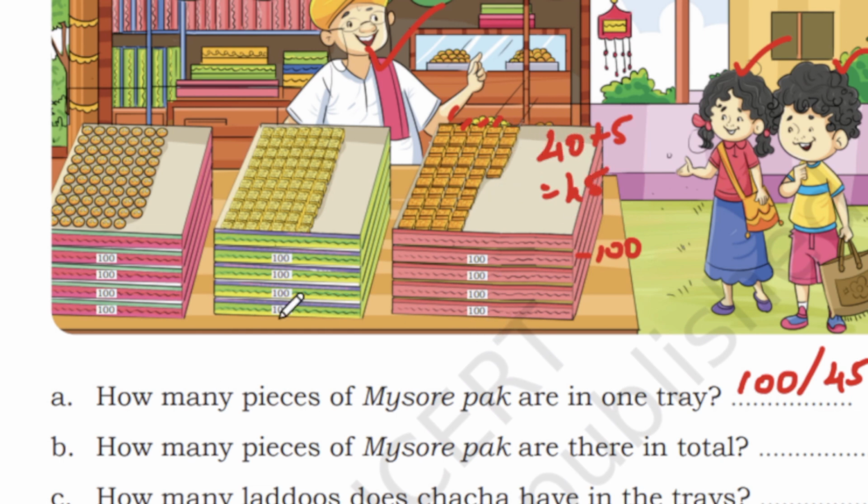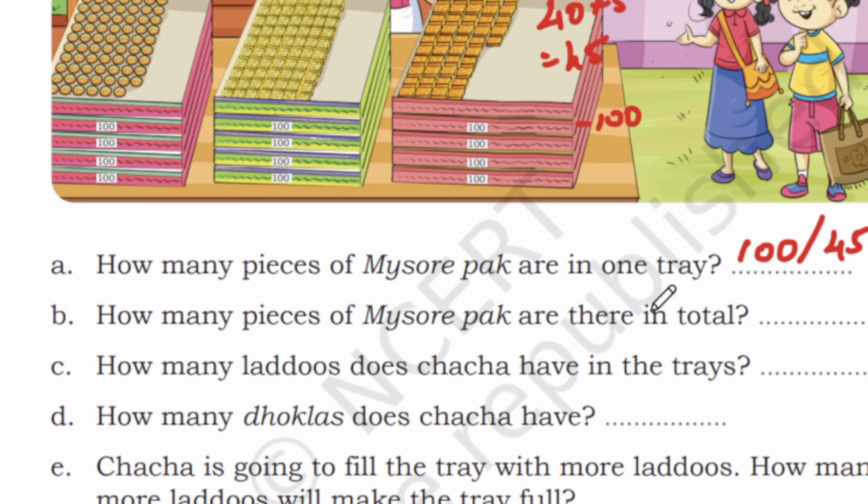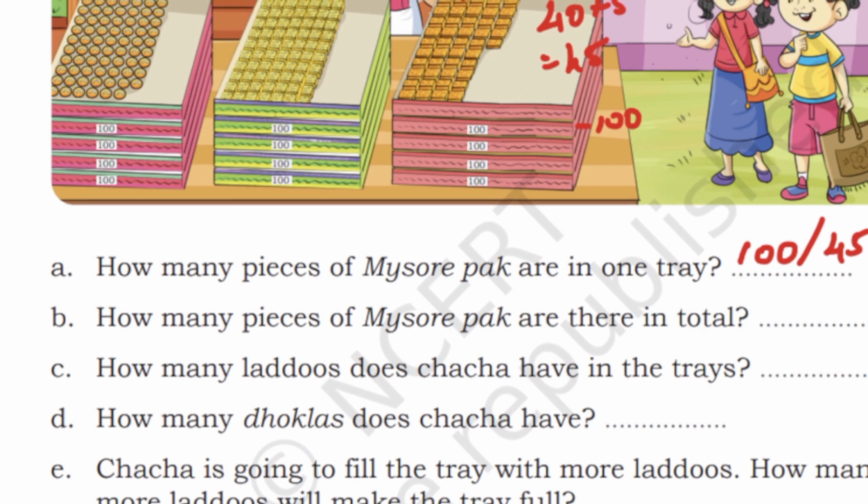Okay, so next question. How many pieces of Mysore Pak are there in total? In this top box we have 45, and here we have 1, 2, 3, 4 boxes. Each box we have 100. So 100 into 4, which is 400. So 400 plus this 45 is 445. So the total Mysore Pak is 445. Very simple.